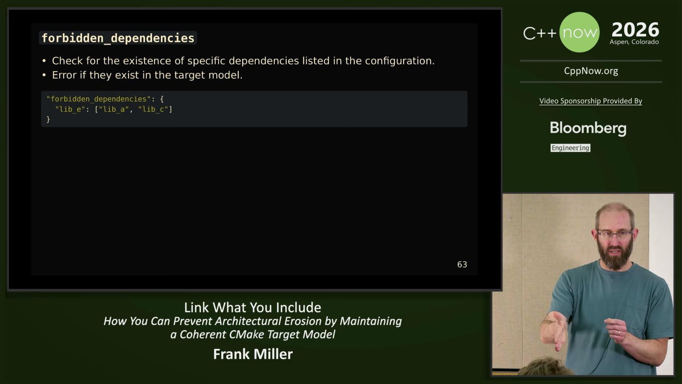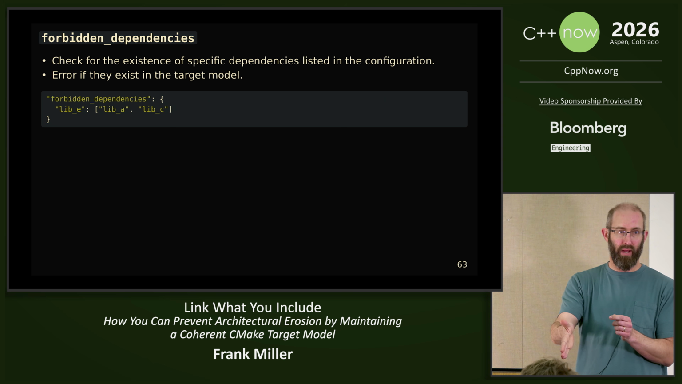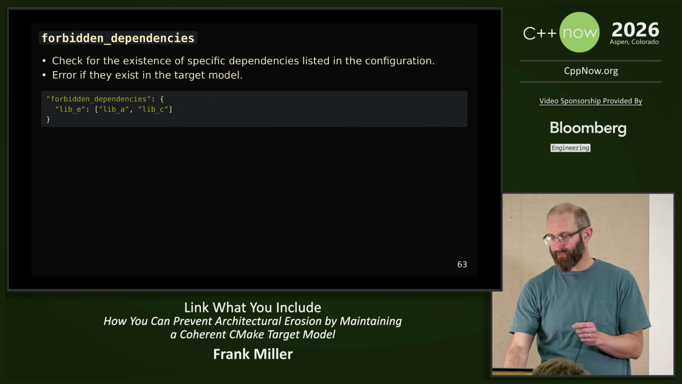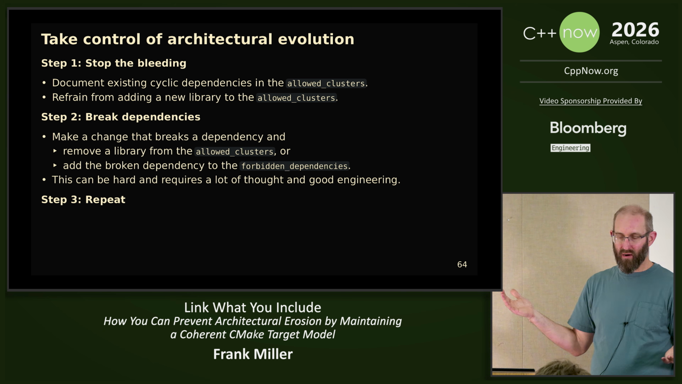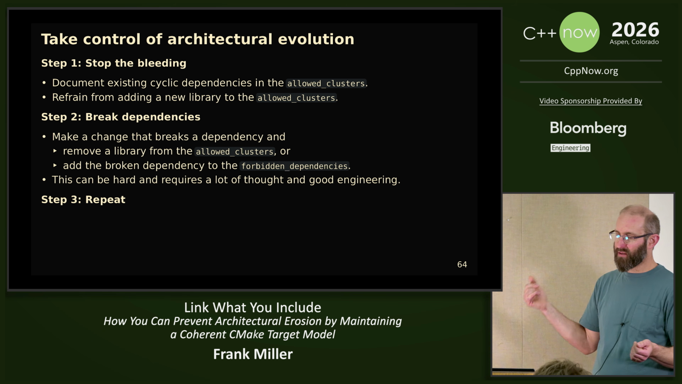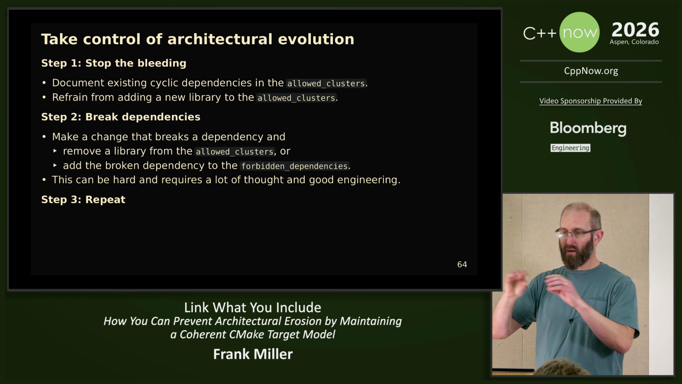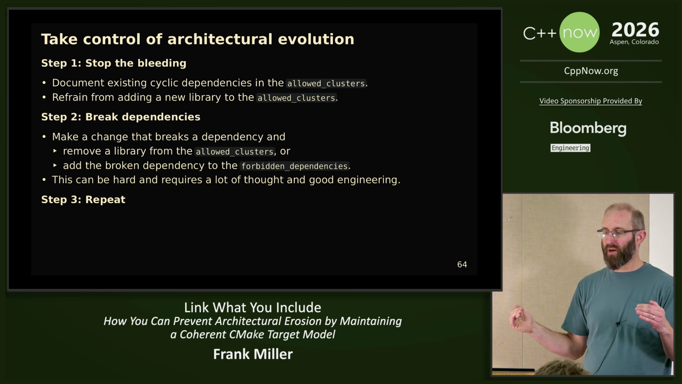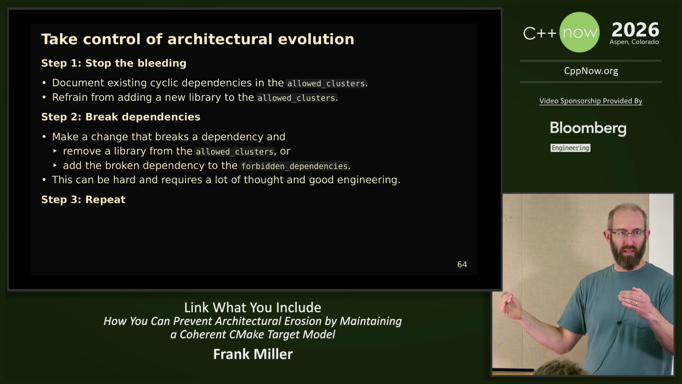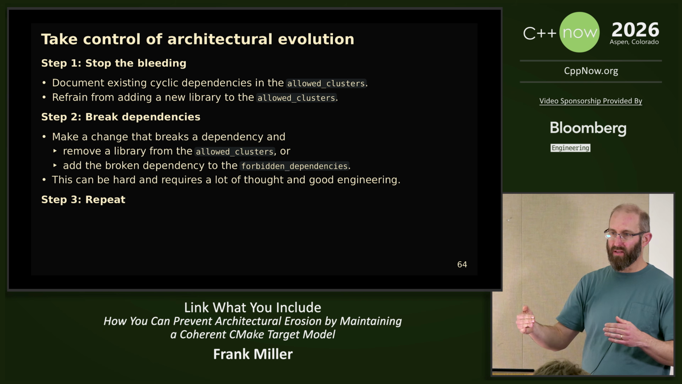Like, I worked hard to make that dependency go away. Do not add it back. Okay, so with these 2 tools, we can take control of our architectural evolution, right? So step 1 is to stop the bleeding. We document our cyclic dependencies in the allowed clusters, and then we refrain from adding more to that cluster, right? So that's going to prevent us from just accidentally increasing the size of a cluster.